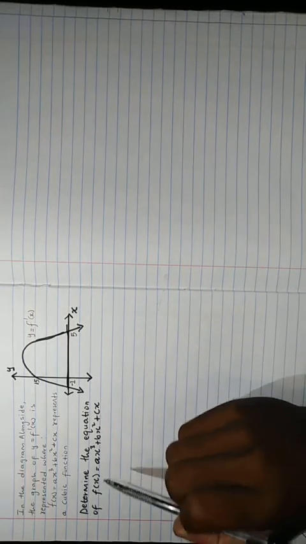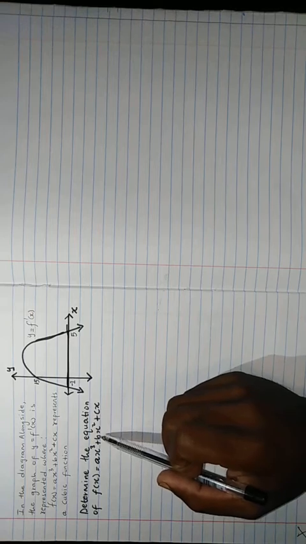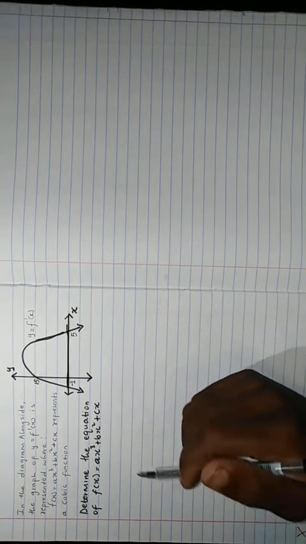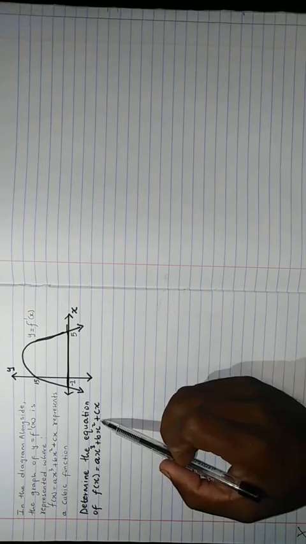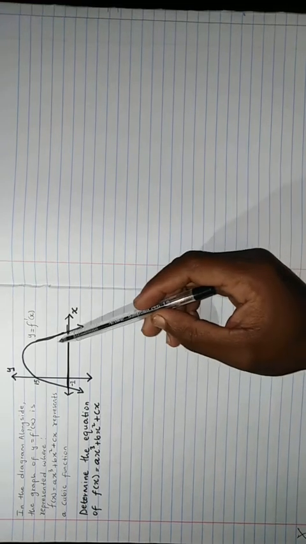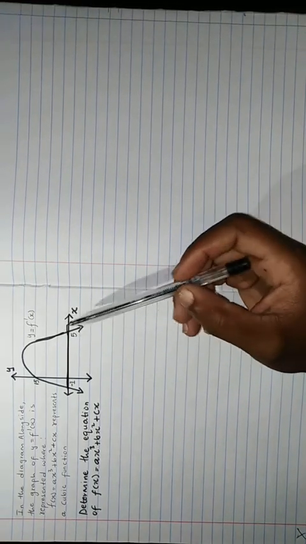Here's our graph. Remember, when you differentiate a cubic function, you get a parabola function. And when you differentiate a parabola function, you get a straight line graph. So in other words, the first derivative of this function gives a parabola. Hence we have this parabola graph that is concave downwards.